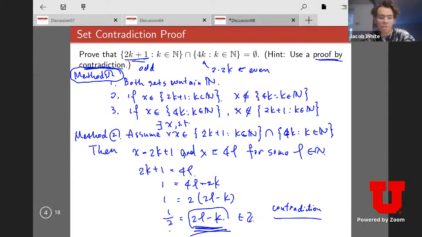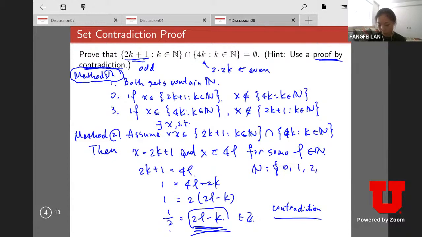So could we have said that the right-hand side isn't a natural number and that is a contradiction? Or is 1/2 a natural number? Wait, 1/2 is not a natural number. Natural numbers are the things that you can count. So 0, 1, 2, 3. Natural numbers are these.